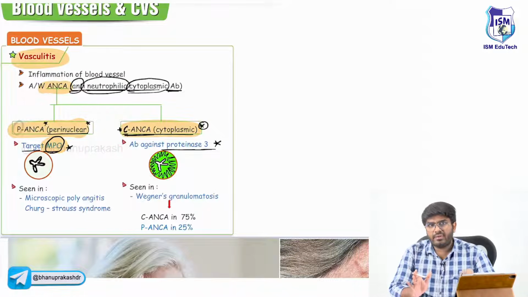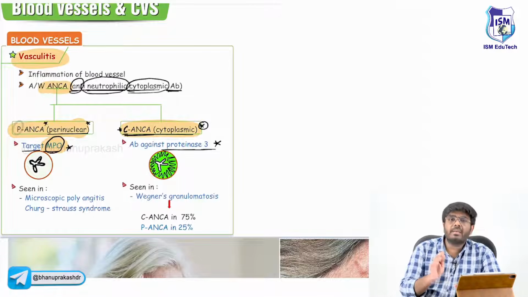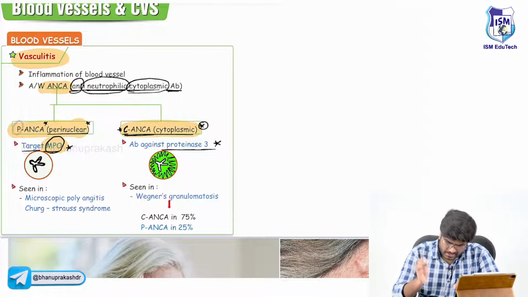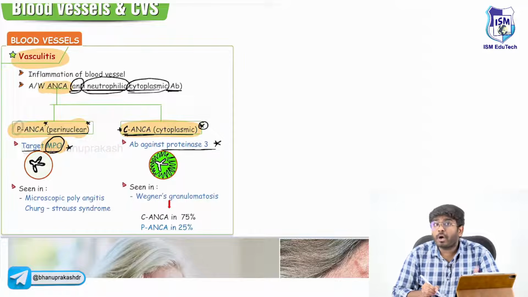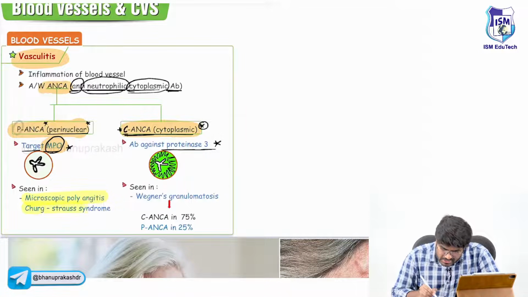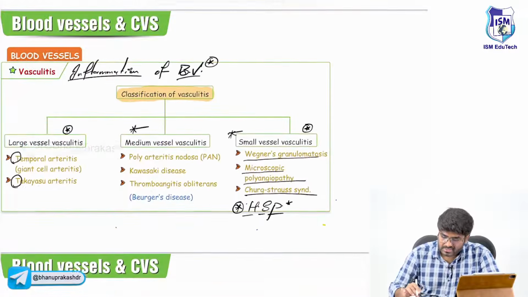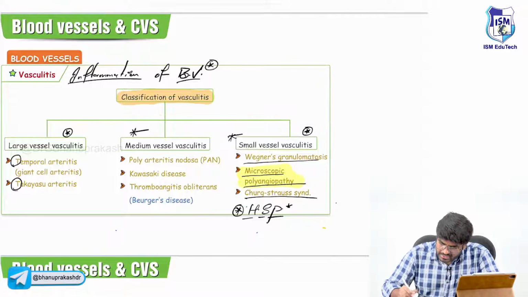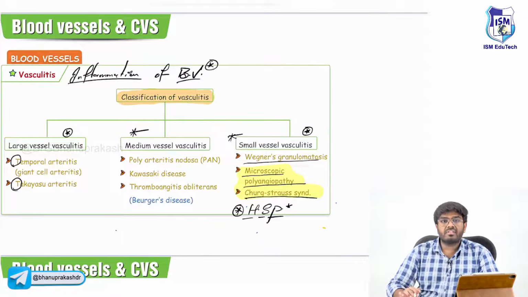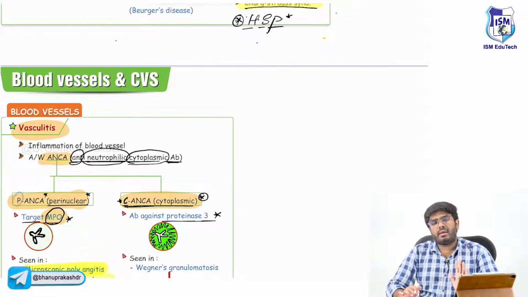Where are these seen? See, this P ANCA is seen in many conditions, especially in the small vessel vasculitis, microscopic polyangiitis, Churg-Strauss syndrome. We have discussed the microscopic polyangiitis and Churg-Strauss syndrome. In the small vessel vasculitis, there is presence of P ANCA.